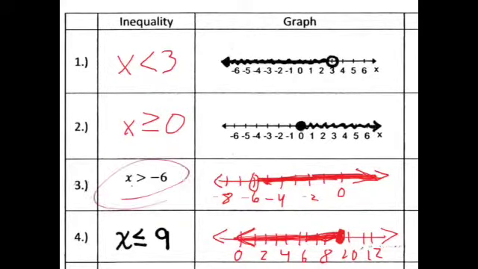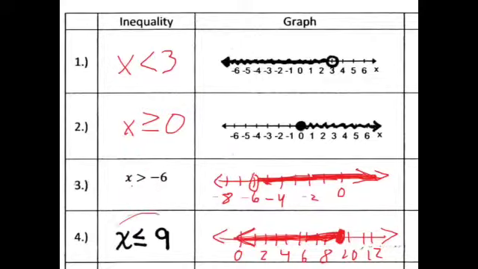When you get to 3, you need to do x is greater than -6. So draw your number line. You should make sure you have -6 on there. Put a circle at -6, and you're not going to fill it in because that just says greater than but not equal to. And then you're shading to the right because it says greater. X needs to be greater.